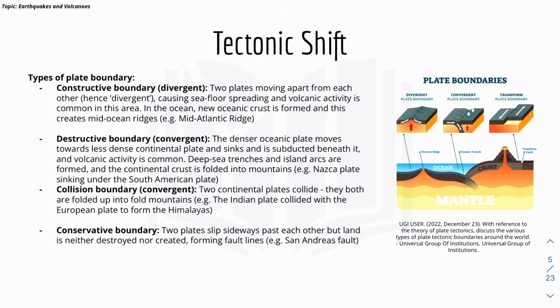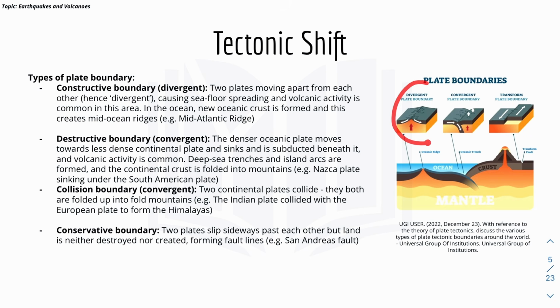Moving on, we have tectonic shift. As we mentioned before, we have four main types of plate boundary. We have the constructive boundary, which is a divergent plate boundary. This is when two plates are moving apart from each other, hence divergent, right? And if this happens in the ocean, new oceanic crust is formed, and this creates a mid-ocean ridge. For example, the mid-Atlantic ridge, which you can see on the map.